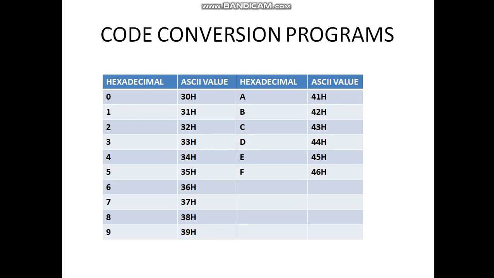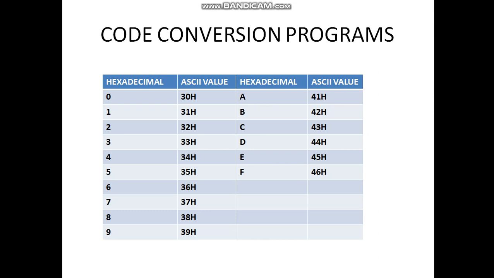Code conversion programs. We'll be writing the program to convert a BCD number to ASCII and ASCII number to BCD. Then we will be looking into programs where a hexadecimal number is converted to ASCII and an ASCII number is converted to a hexadecimal number. Then we'll be performing decimal to hexadecimal and hexadecimal to decimal conversions. Let us look into the logic for performing these conversions.